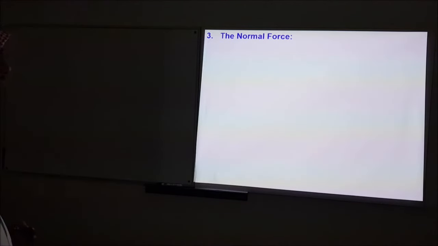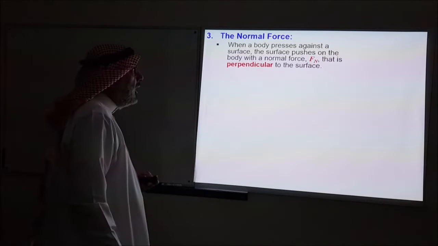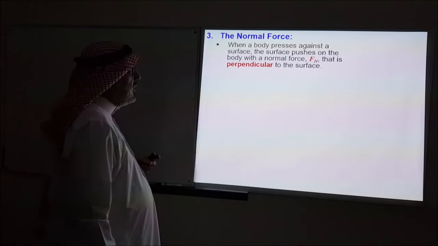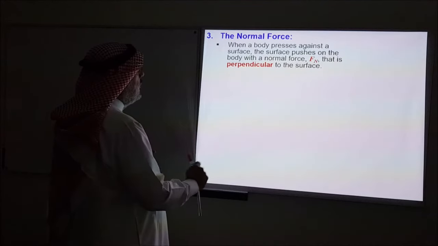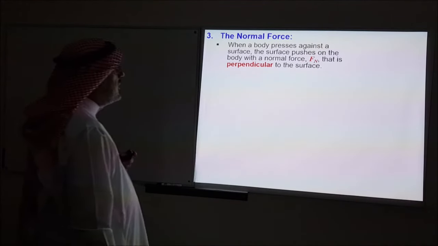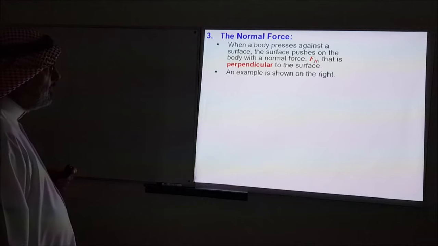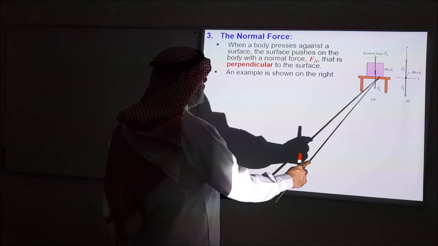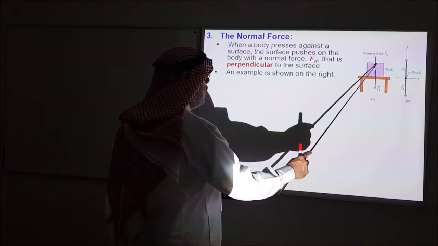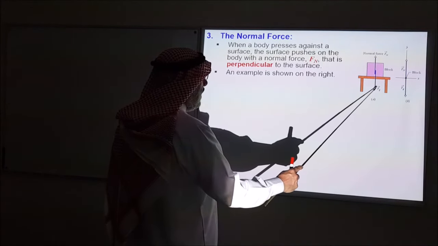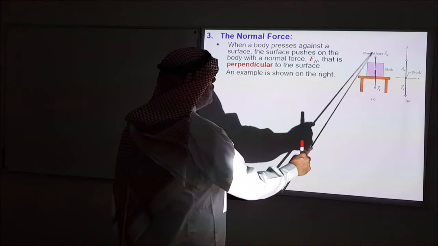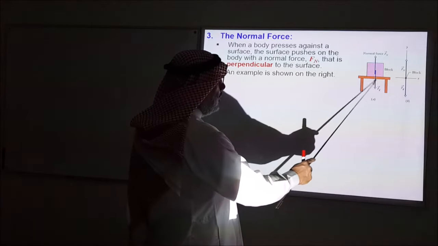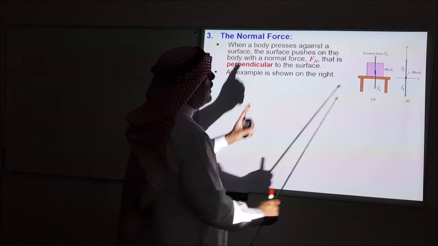Here is the idea behind the normal force. When a body presses against a surface, if you take an object and place it on a surface, the surface pushes on the body with a normal force that is perpendicular to the surface. An example is shown in here. Here we have a block. We place it on the surface, which is the table. So the block pushes down by its weight, and the reaction of the surface is this force, the normal force, which in this case is equal to the weight and it's perpendicular to the surface.